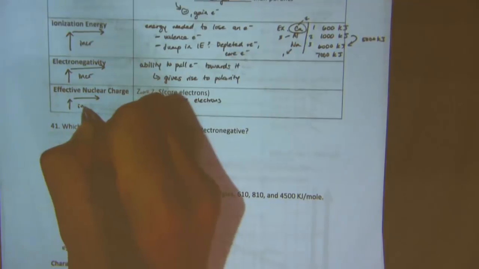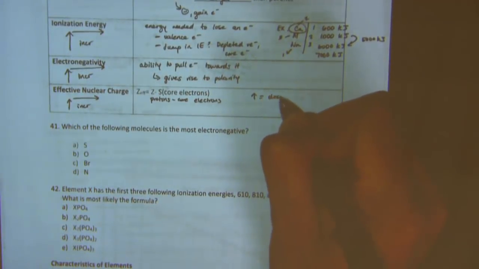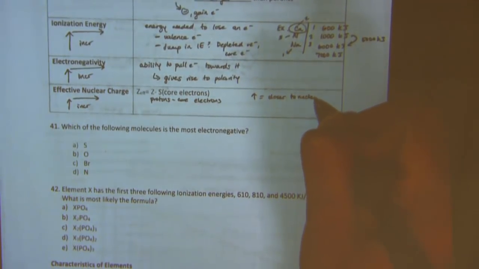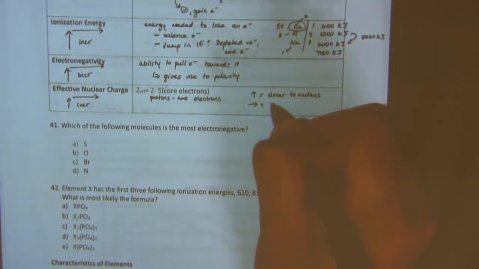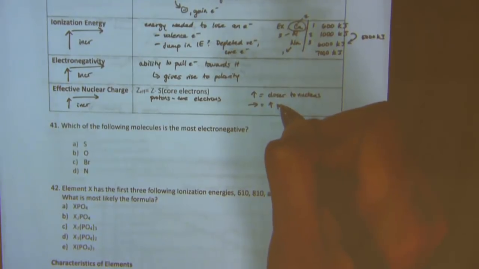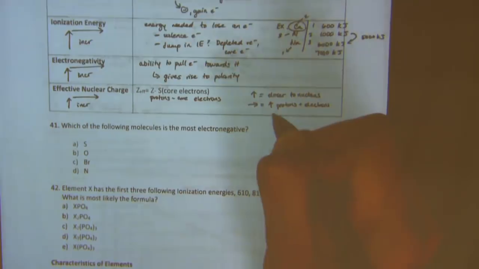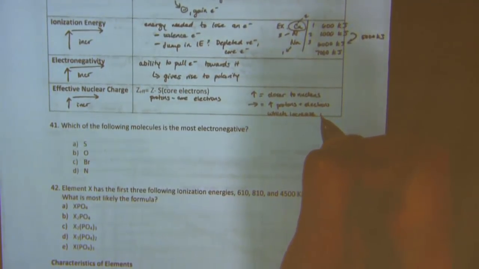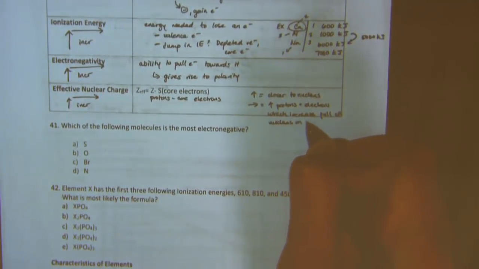So it increases, as I said, up and to the right. And it increases up because it gets closer to the nucleus, the outermost electrons, right? And then it increases to the right because we're going to have a greater number of protons and electrons, which increases the pull of the nucleus on the valence shell. Okay.